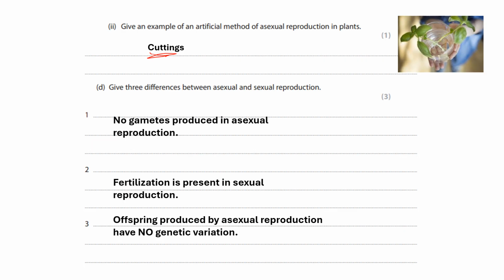Now, give 3 differences between asexual and sexual reproduction. Number 1 is that no gametes are produced in asexual reproduction. Number 2, fertilization is present in sexual reproduction. Number 3, offspring produced by asexual reproduction has no genetic variation, meaning they are all genetically similar.